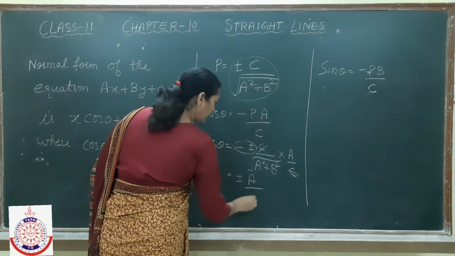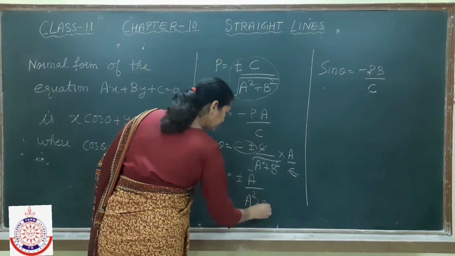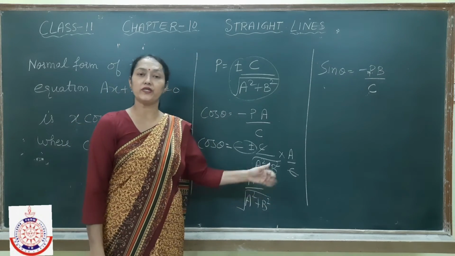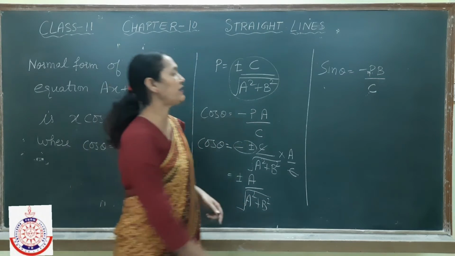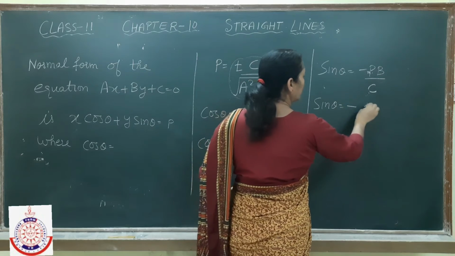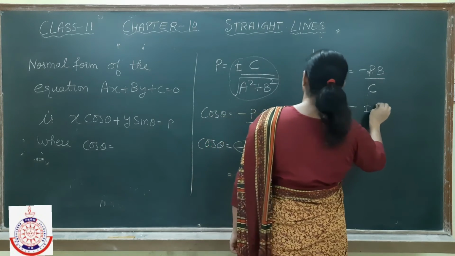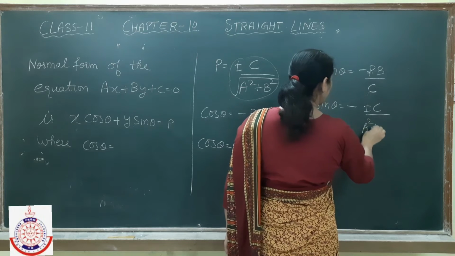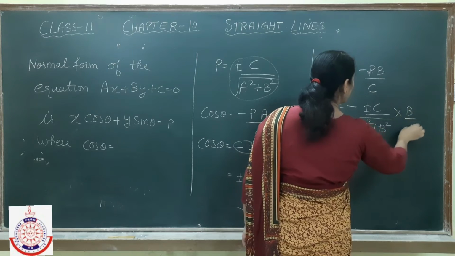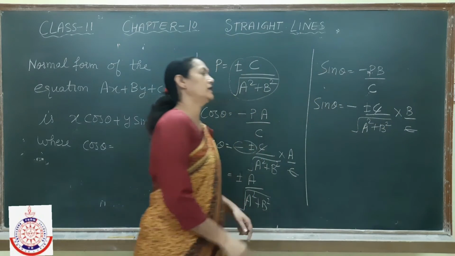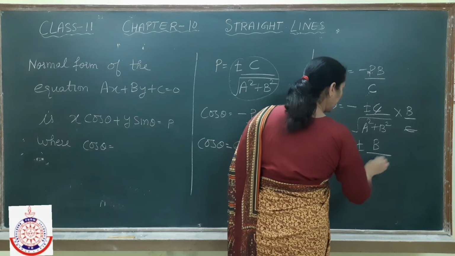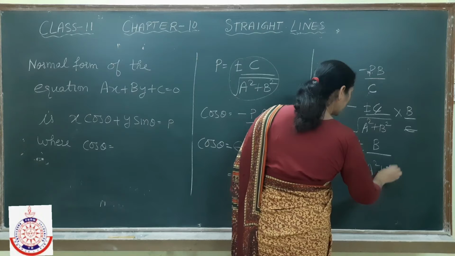So we obtain the value of cos theta as plus minus a upon under root a square plus b square. Same way, if we put in sin theta, we get the value of sin theta as minus, for p it will be c upon under root a square plus b square into b upon c. So the value of sin theta comes out to be plus minus b upon under root a square plus b square.